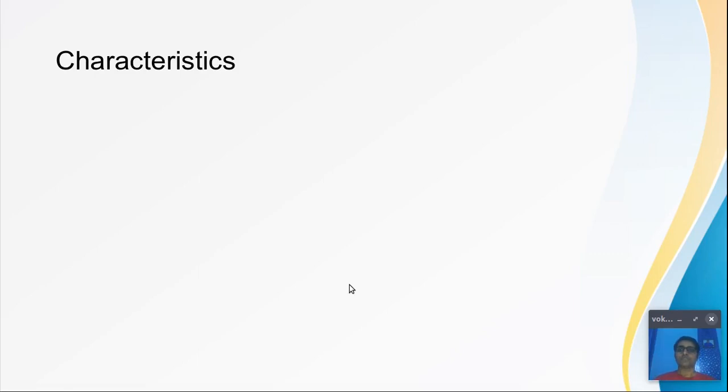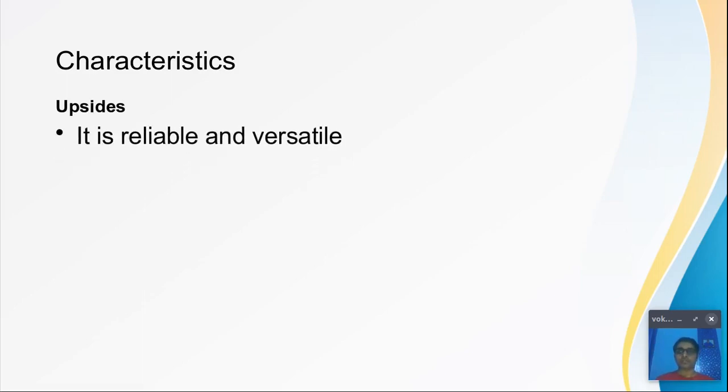Now we will move on to some characteristics of the computer. So let's see what these characteristics are. On the upside, that is the positive ones, the computer is reliable and versatile, which means that it can perform many tasks or operations, and it will produce the same result, or you may say that it can do the same task tirelessly.